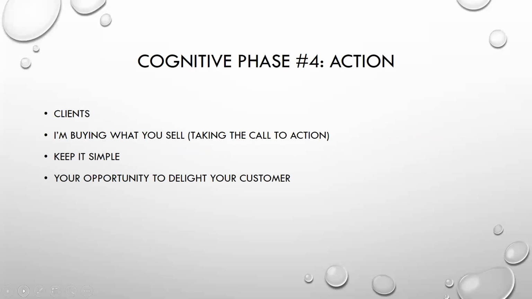And this leads us into cognitive phase number 4. Now you might be thinking, well, surely if she's gone through phase 1, 2, and 3 and she's now in the action phase, there's nothing really I need to do. Well, actually, these are your clients, these are the people who are saying, I'm buying what you sell. They're taking the call to action. You could actually undo the good work you've done by suddenly putting more information in there that is about the awareness phase or the interest phase.